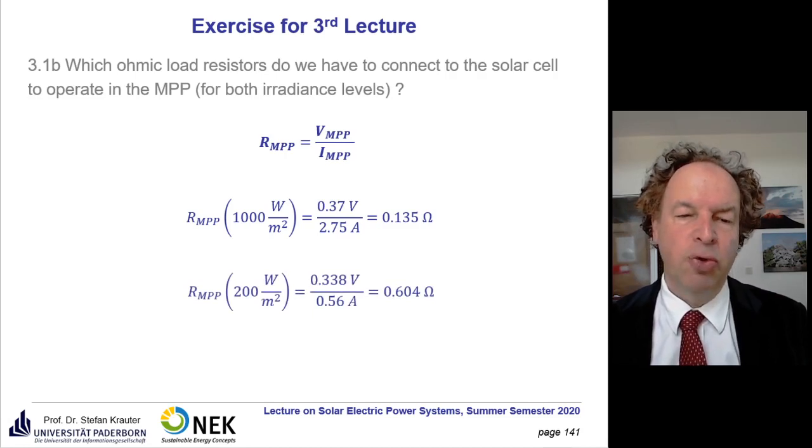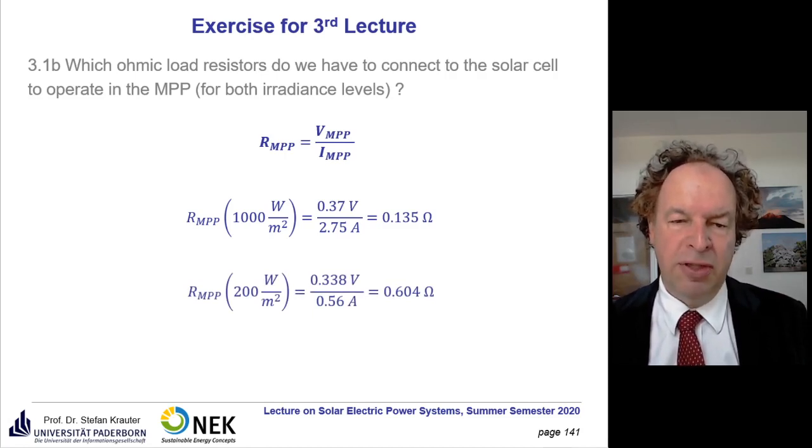If we go to 200 watt per square meter, voltage is sinking a little bit, but the main effect is that we have a current which is about 5 times less than the initial current, and accordingly we have an optimal resistor of 0.604 ohms.